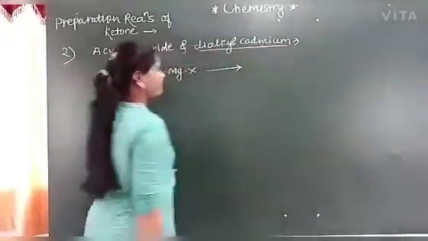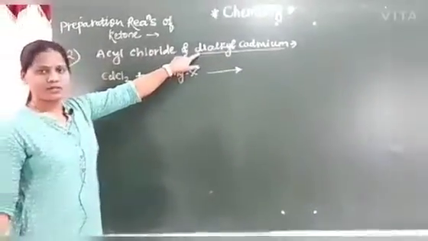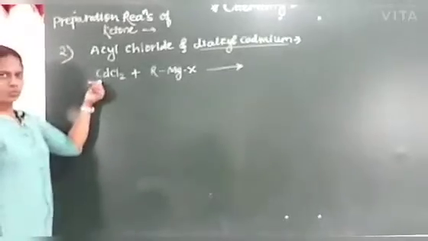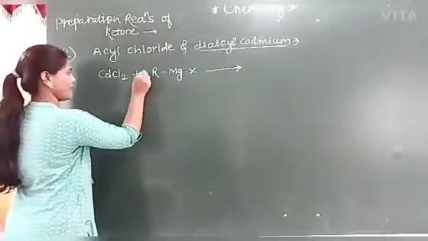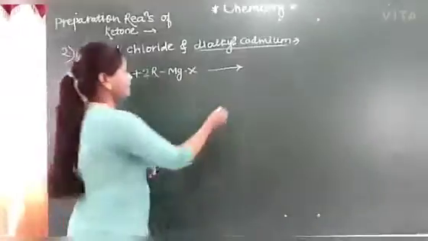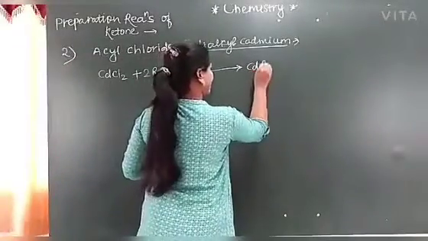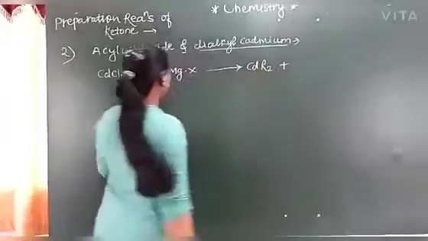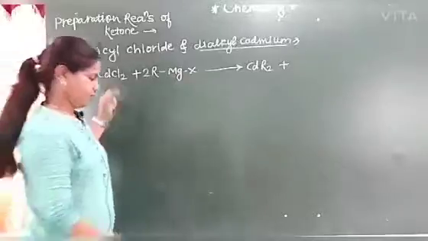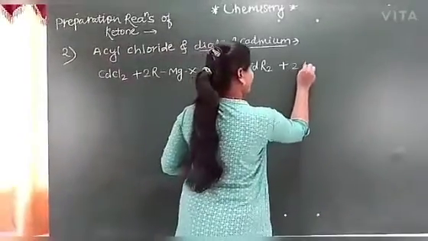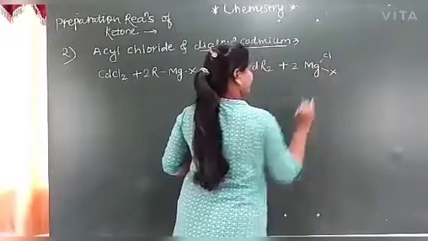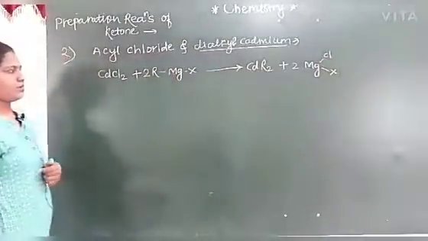dialkyl cadmium. But here it is given di, what? But here only one alkyl group and cadmium valency is 2. So we have to balance, and for the balancing we have to take 2 molecules of Grignard reagent. Then it will form CdR2 plus the byproduct 2MgX and 2Cl. So the byproduct is 2 moles of MgClX. So the reaction gets balanced.